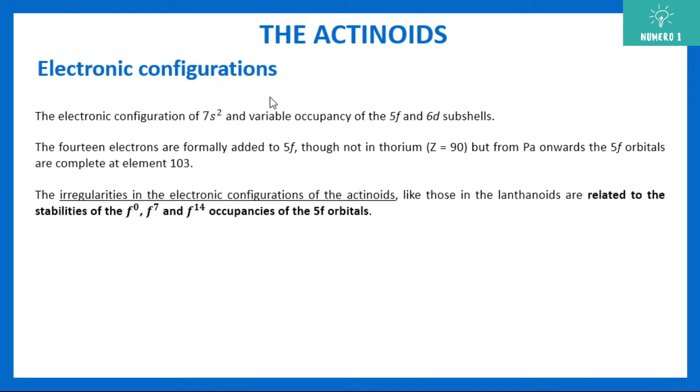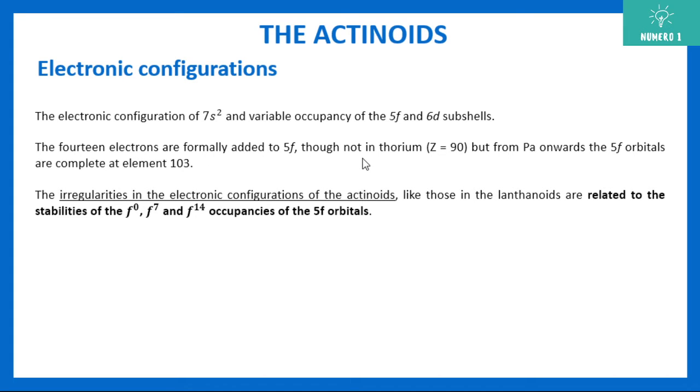Now their electronic configuration: you can note down that all of them have 7s2 electronic configuration but variable occupancy of electrons in 5f and 6d subshells. Note that they have a lot of irregularities as well. The irregularities in the electronic configuration come due to the relatively more stable half filled and fully filled f orbitals. Also, a very important point, the 14 electrons are formally added to 5f.